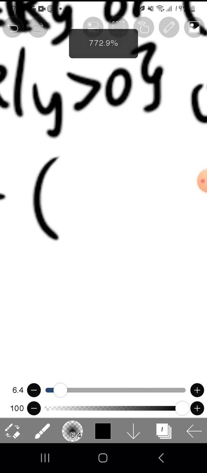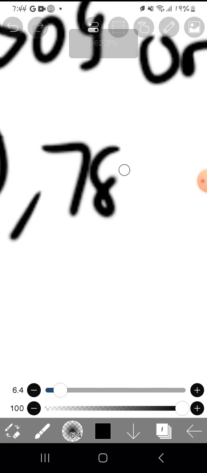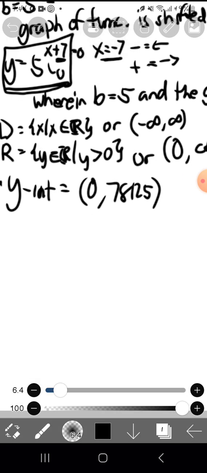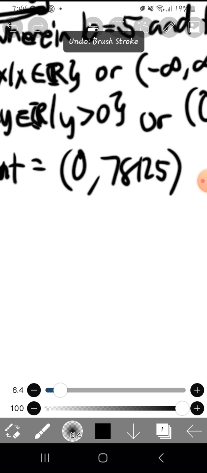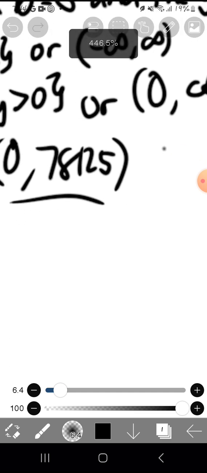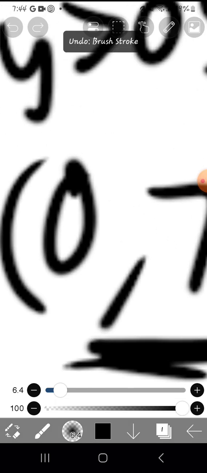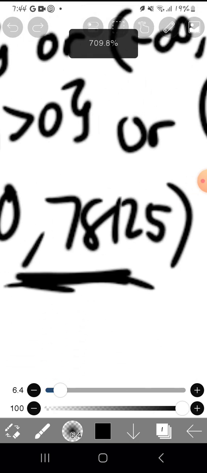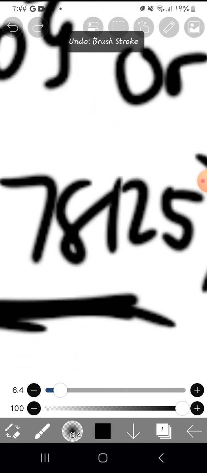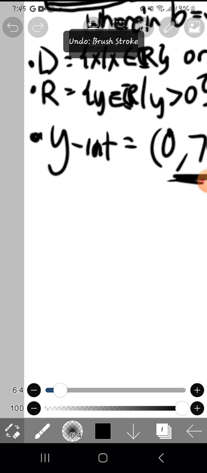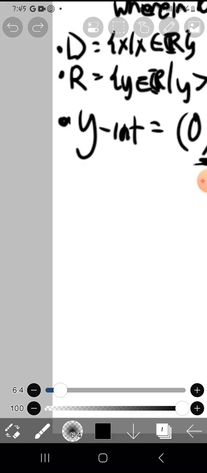Therefore, ang ating y value here is 0, 78125. Always remember, y-intercept dapat lagi siyang naka-coordinate form kasi y-intercept nga siya. Hindi siya pwede 78125 lang, coordinate form siya, 0, 78125. Why? Because when x is at 0, the corresponding y is at 78125 sa Cartesian plane. Sa point na yon sa y-intercept.